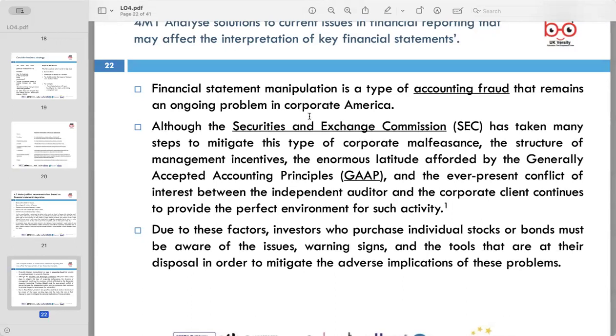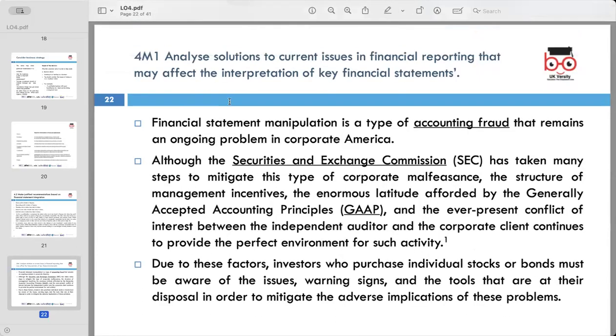So, analyze solutions to current issues in financial reporting that may affect the interpretation of the financial statements.